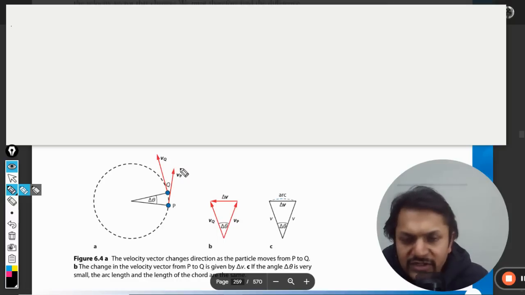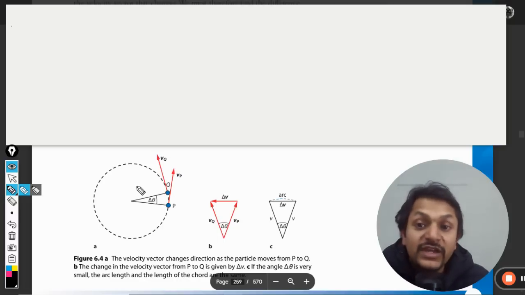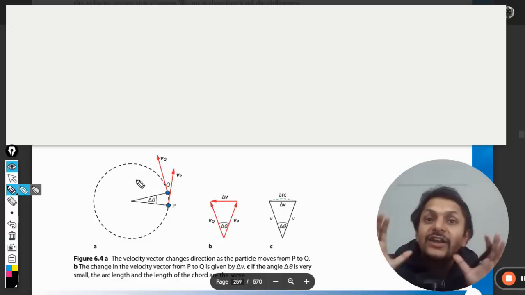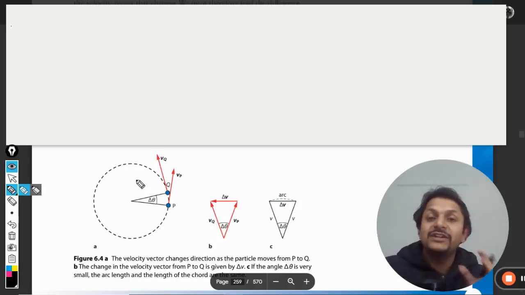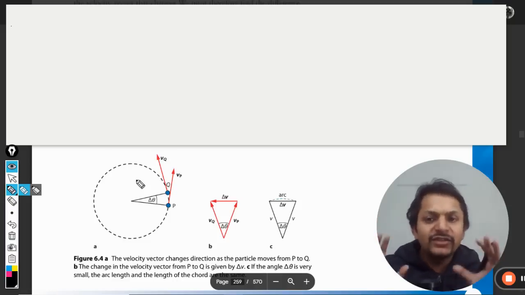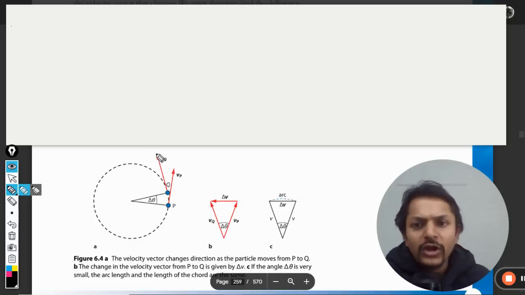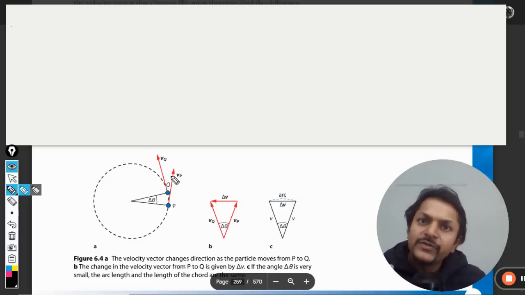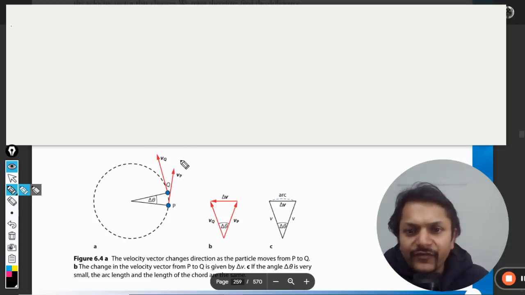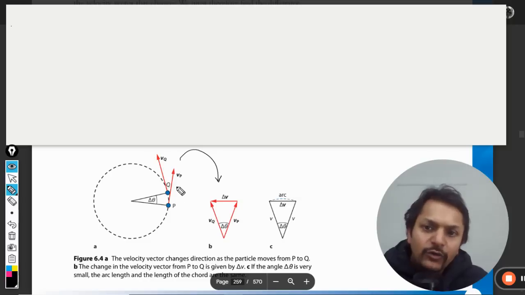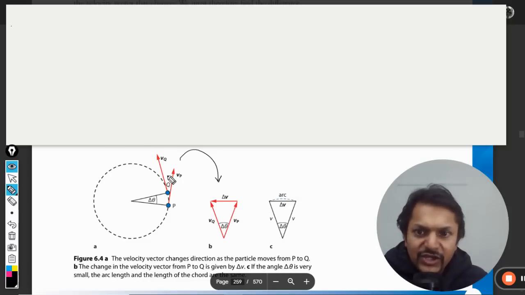So this is the velocity which is Vp, and this is the velocity which is Vq, and both of the velocities are not equal to each other because they have different directions. But yes, they have the same magnitude, so we can just call them V also. So you call it Vp or Vq or V, one is the same thing. Now what we do is we create a velocity diagram here about Vp and Vq only. So this Vp is drawn like this and Vq is drawn like this.